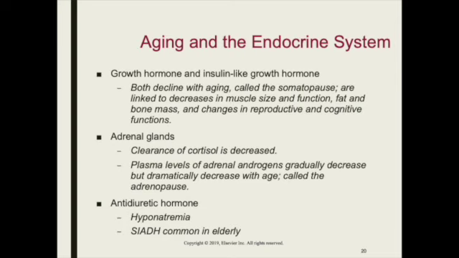In terms of our adrenal gland, the clearance of cortisol is decreased. It takes a longer time for cortisol to be excreted. The plasma levels of adrenal androgens will gradually decrease, but dramatically during advanced age. We're going to see a more influential decrease, and this is called adrenopause. And then in terms of antidiuretic hormone, we might have hyponatremia, so low sodium, and SIADH is very common as we get older as well.